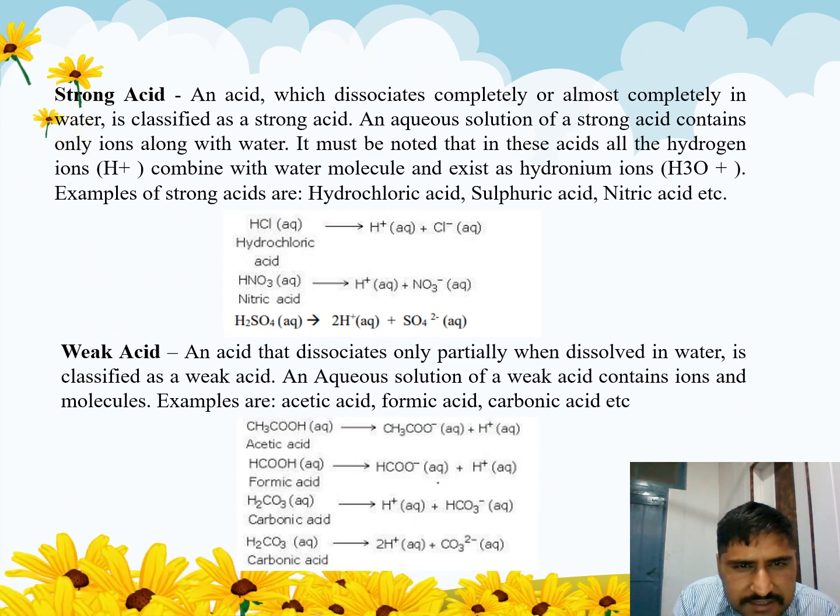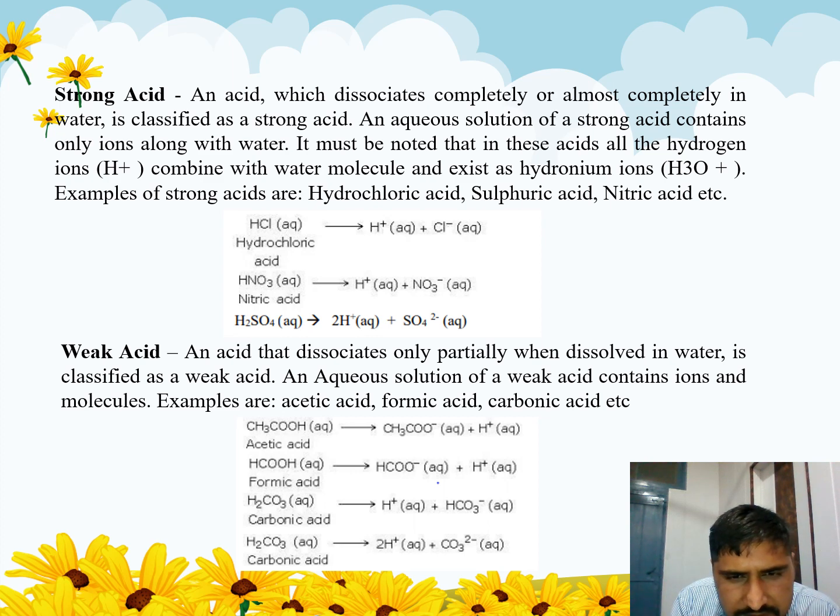Strong acids and weak acids. An acid which completely dissociates in water or in aqueous solution is called a strong acid. An aqueous solution of a strong acid contains only ions along with the water. They contain hydrogen ions which combine with water to form the hydronium ion. Common examples are HCl, which gives H+ and Cl-. Nitric acid and sulfuric acid give H+ and nitrate ion, and 2H+ and sulfate ion.